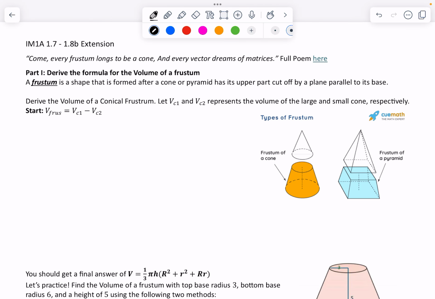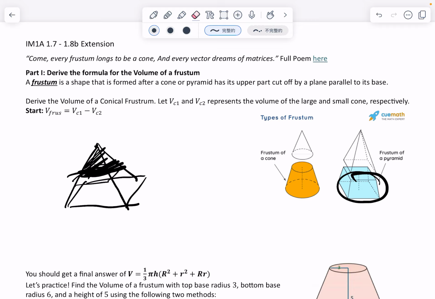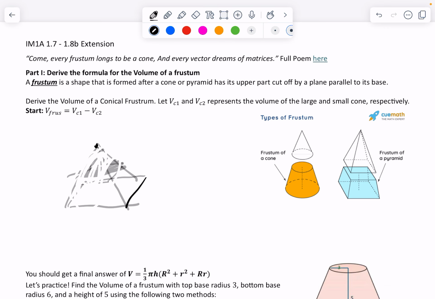And what is a frustum? Well, a frustum is a shape that is formed after a cone or pyramid has its upper part cut off by a plane parallel to its base. What this essentially means is, if we were to have a pyramid or a cone, I'll just draw something like this that resembles a pyramid, and we cut the top part off, our resulting figure is going to be a frustum. So it's like this part, or this conical frustum.